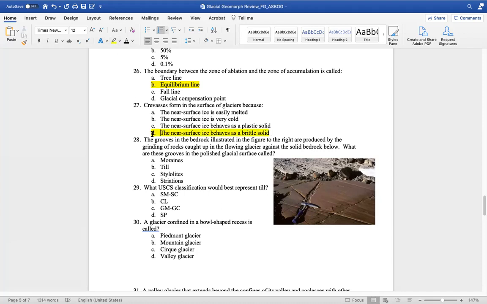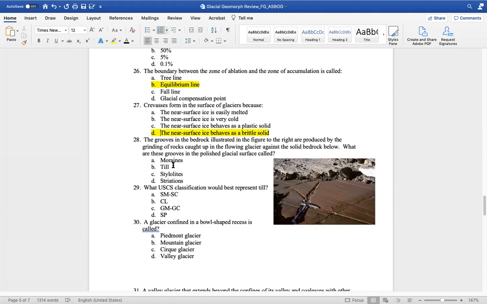All right. The grooves in the bedrock illustrated in this figure are produced by the grinding of rocks caught up in the flowing glacier against the solid bedrock below. What are these grooves in the polished glacial surface called? Moraines, till, stylolites, or striations? So we talked about moraines. Okay, so that's depositional till.